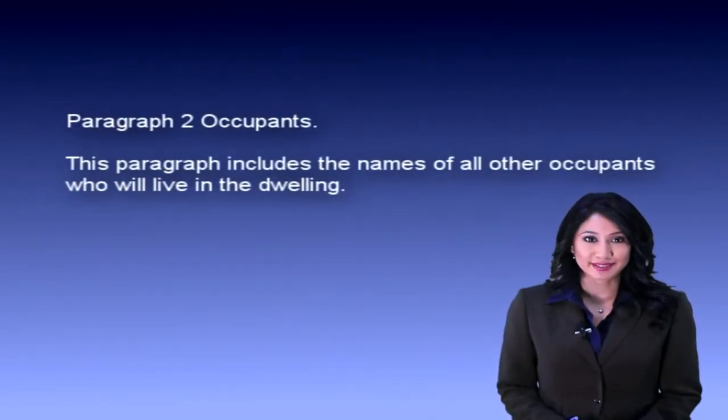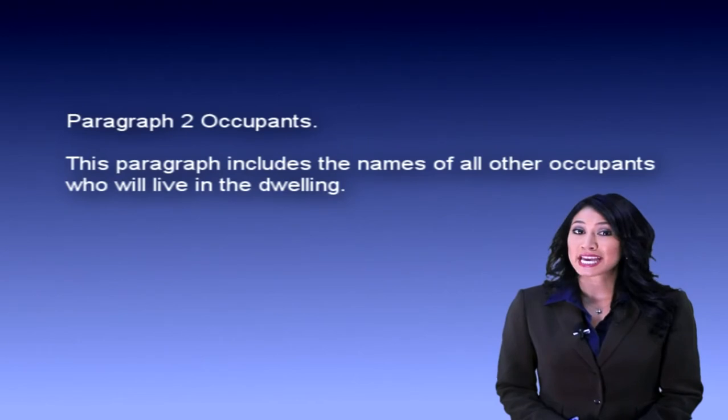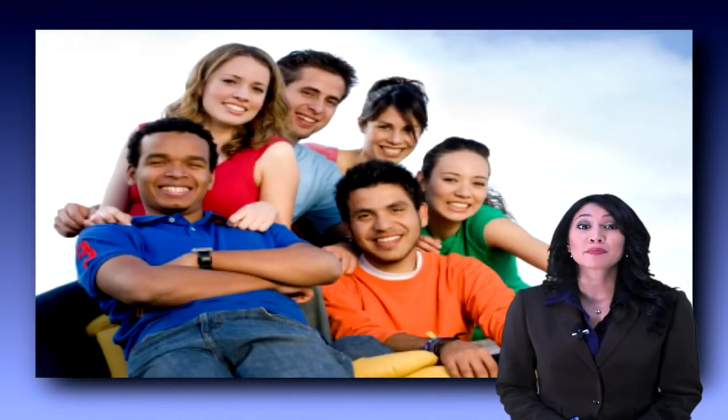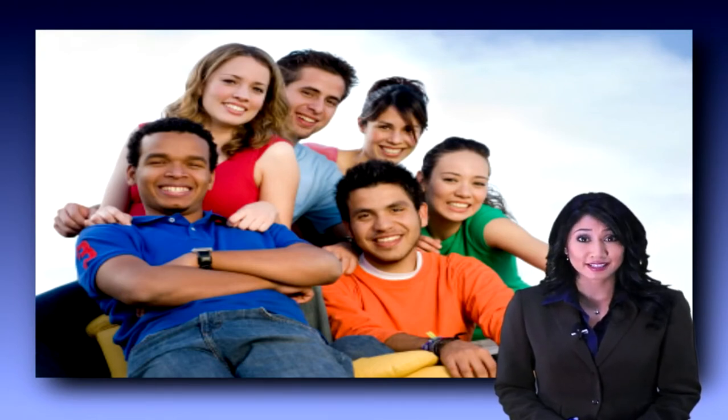Paragraph 2, Occupants. This paragraph includes the names of all other occupants who will live in the dwelling. It specifies the number of days that guests may stay in the apartment without the prior written consent of the property owner.